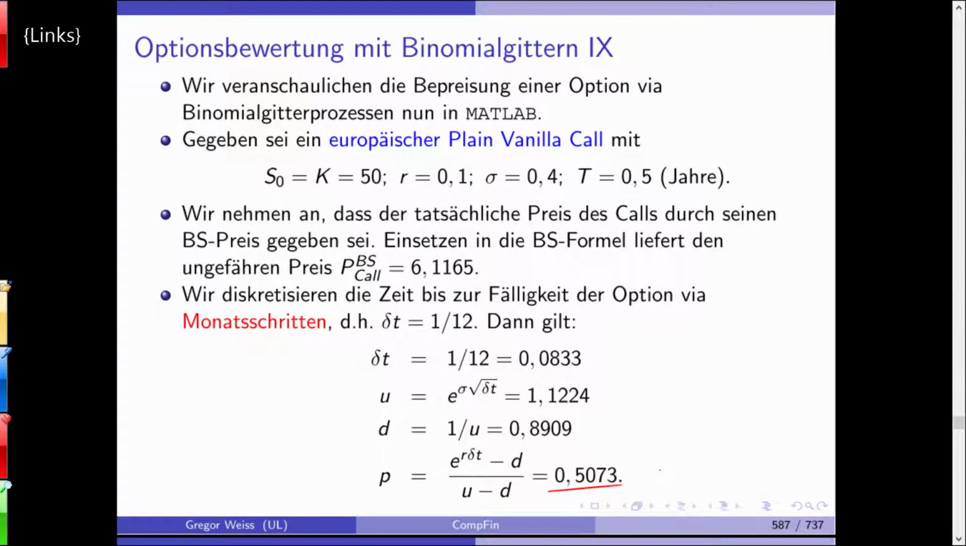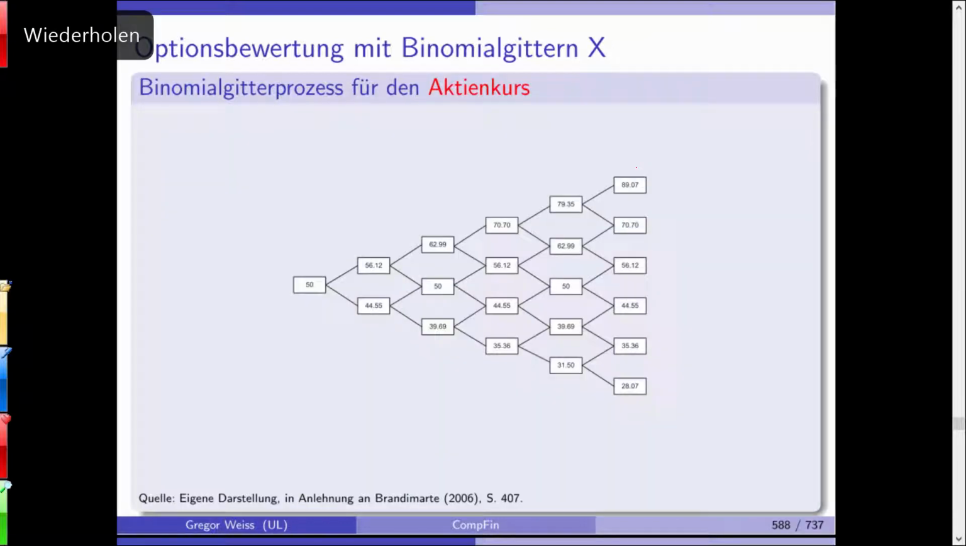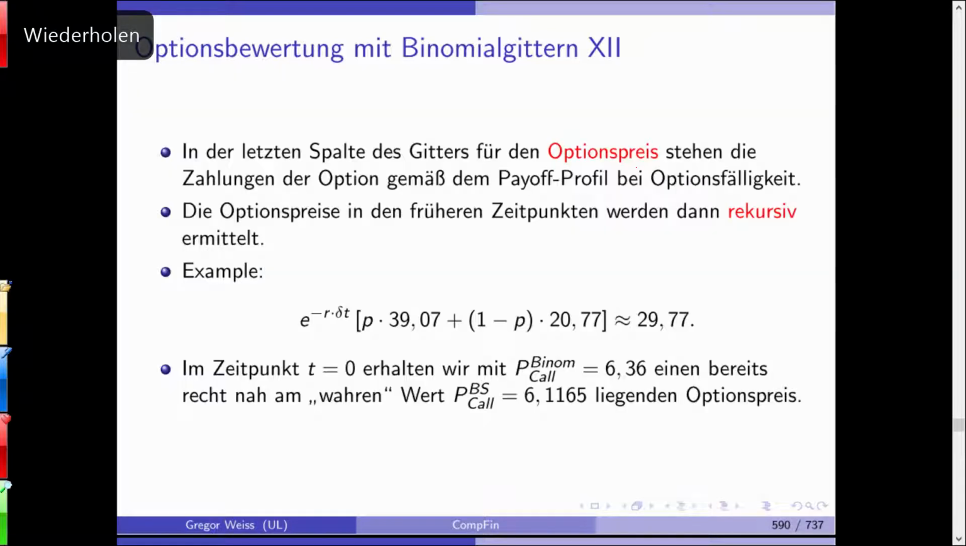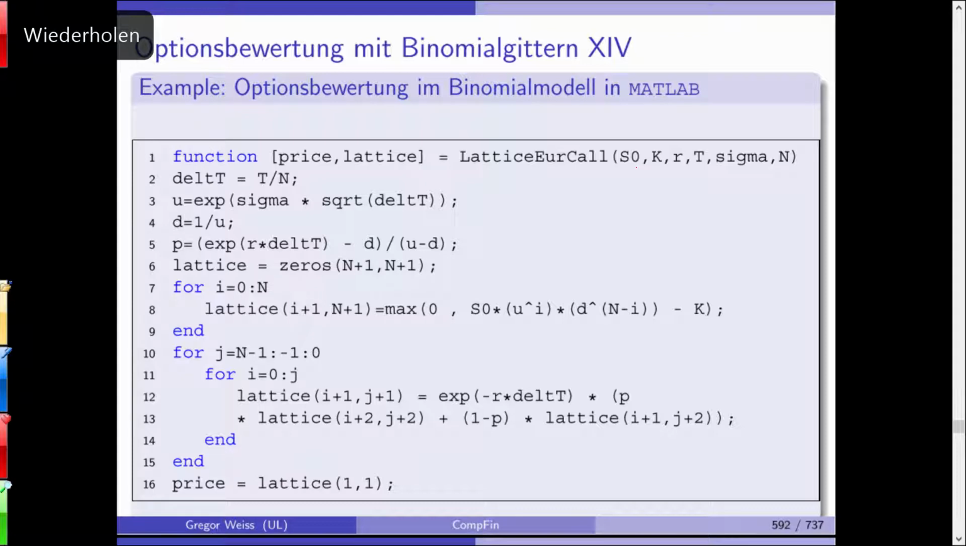Excuse me. Yeah? If we want to discretize in monthly periods and we have half a year, why do we take delta t 1/12 and not 1/6? Because later on we'll use 6 steps. But let's remember this when we get to the MATLAB program. I hope that this is true. Let me just check that.